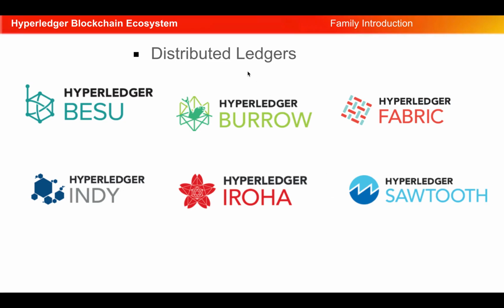As you can see in the distributed ledger section, you have different frameworks: Hyperledger Besu, Hyperledger Burrow, Hyperledger Fabric, Hyperledger Indy, Hyperledger Iroha, Hyperledger Sawtooth. All of these frameworks serve different purposes. Our main focus for this lecture and this course is Hyperledger Fabric. We will get a much deeper understanding of Hyperledger Fabric in the coming sections.